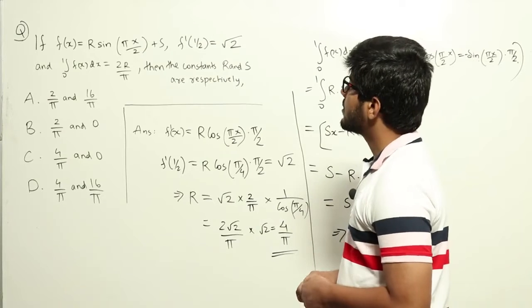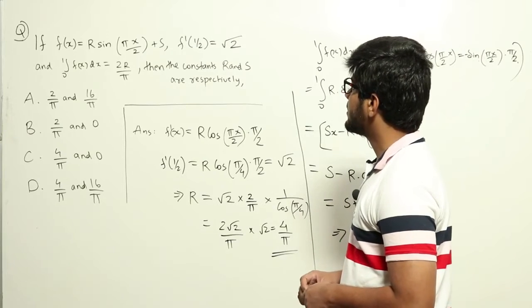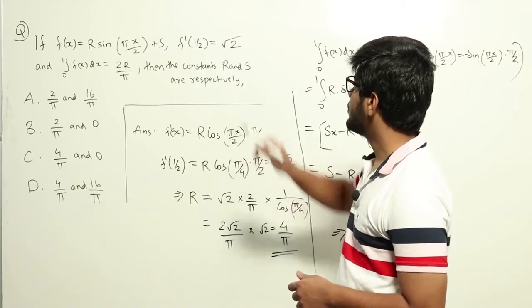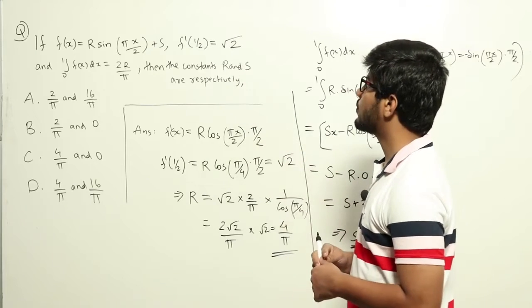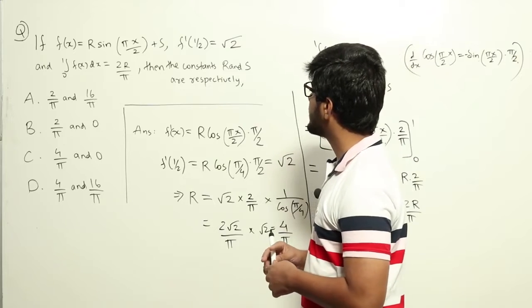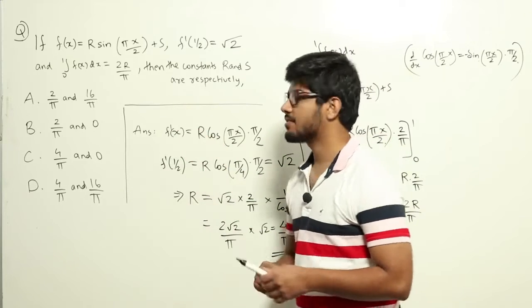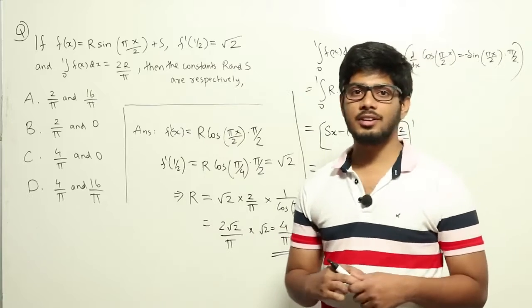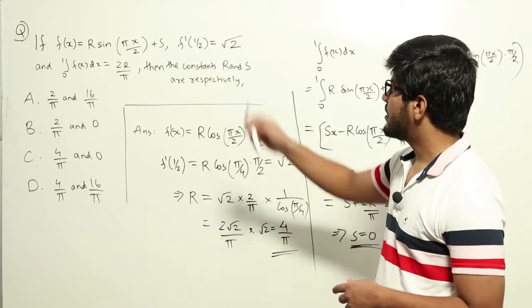If f of x equals r sin pi x by 2 plus s, f dash of 1 by 2 equals root 2, and integral 0 to 1 f of x dx equal to 2r by pi, then the constants r and s are respectively, and we have been given 4 options. This is a question from engineering mathematics regarding integration. This is a very simple question.